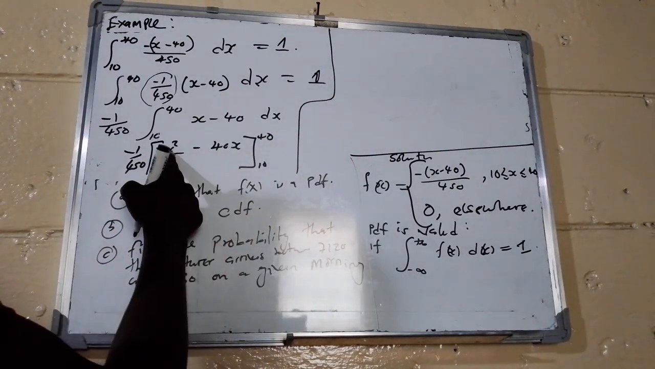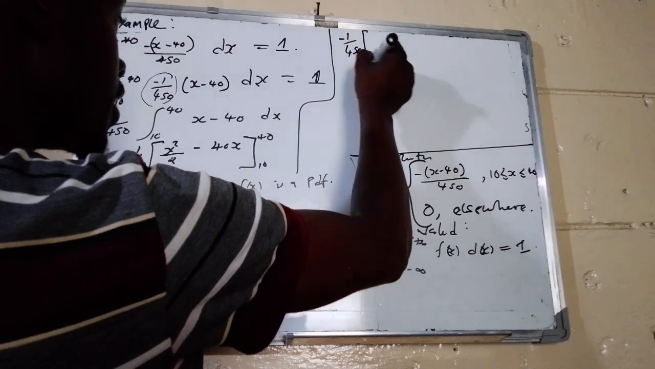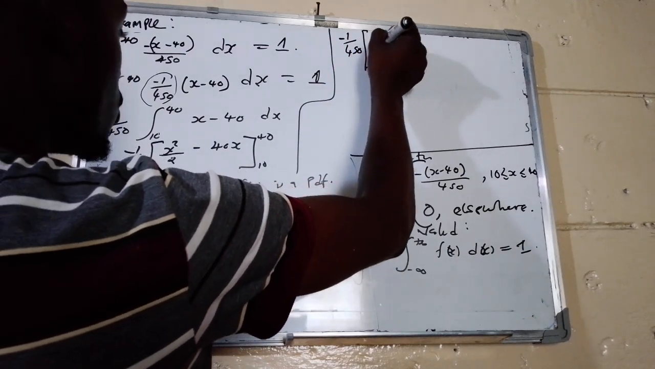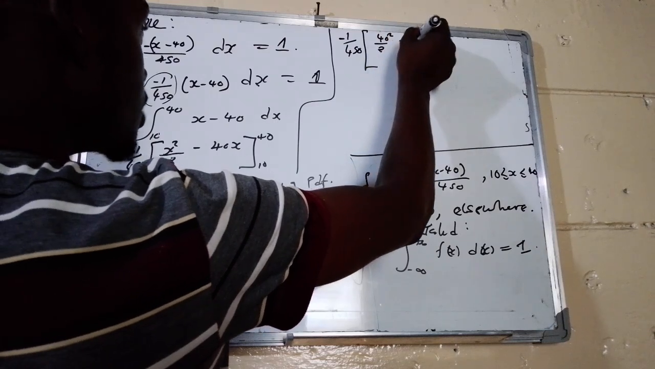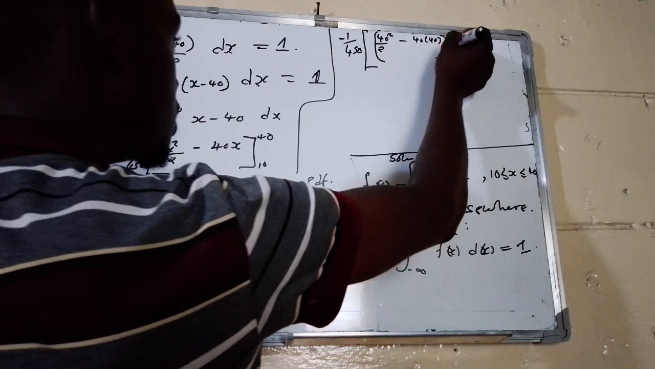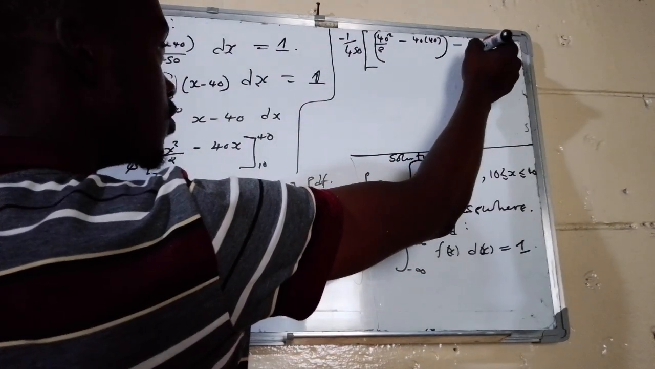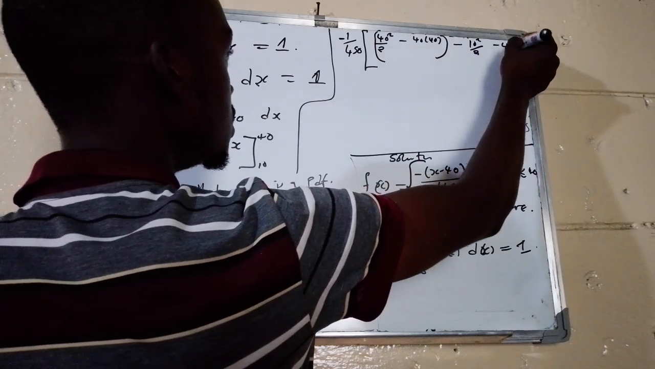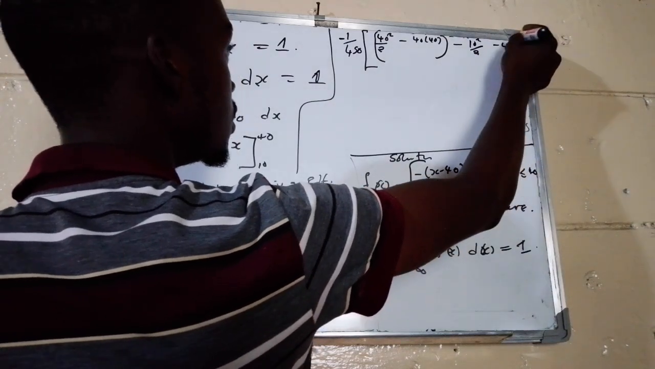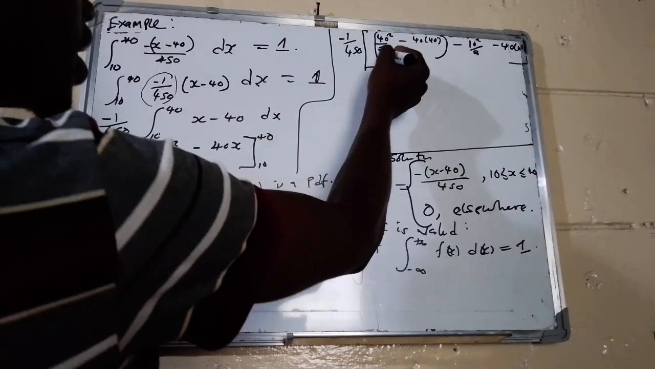Replacing with the 40 there, I'm going to have negative 1 over 450, open brackets, 40 over 2, this is squared, minus 40 times 40. Then I subtract, and I replace the lower bound, which is 10, which will be 10 squared over 2 minus 40 times 10. You close there. Okay? So replacing everything, what am I going to have? So 40 squared divided by 2 minus that.